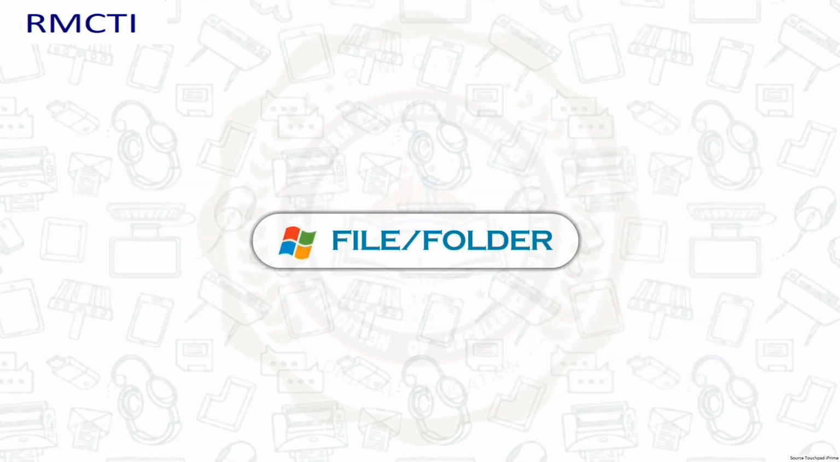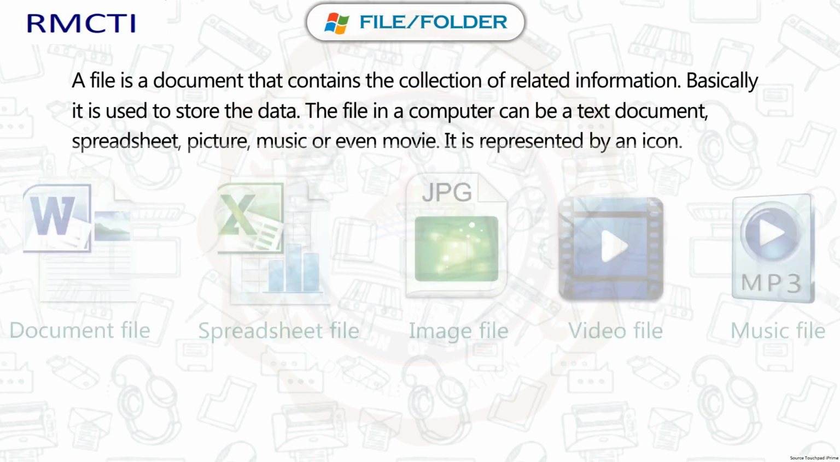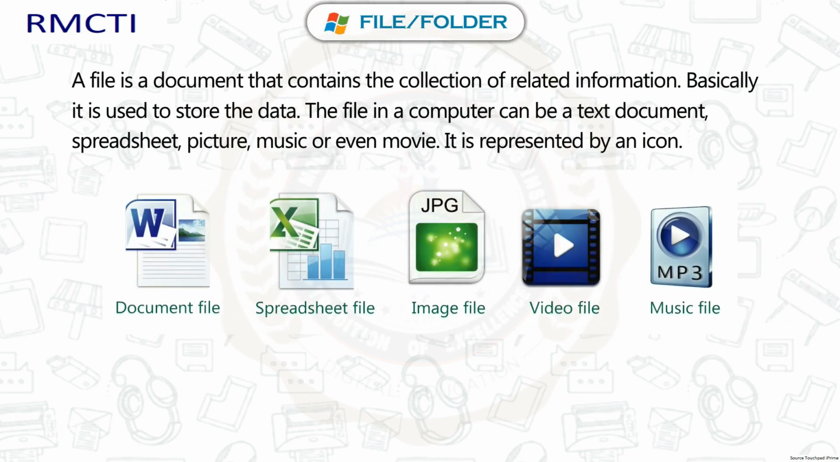File and folder. A file is a document that contains the collection of related information. Basically, it is used to store the data. The file in a computer can be a text document, spreadsheet, picture, music, or even movie. It is represented by an icon.